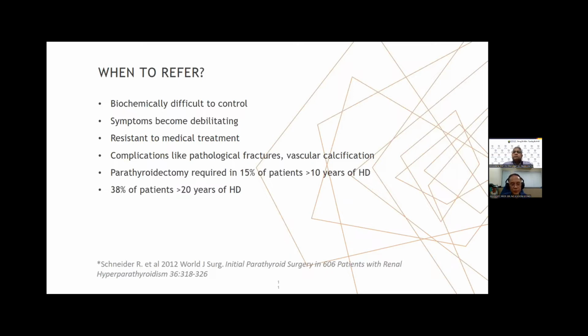And Schneider have shown in 2012 that parathyroidectomy is required in 15% of patients on HD after 10 years, and the percentage increases to 38% of all patients after 20 years of hemodialysis. So it is a very significant number. And in our local context, we are not seeing that many patients. And I feel that maybe the patients have not been diagnosed, so they haven't been referred. Okay. So, but these are the numbers from the West.